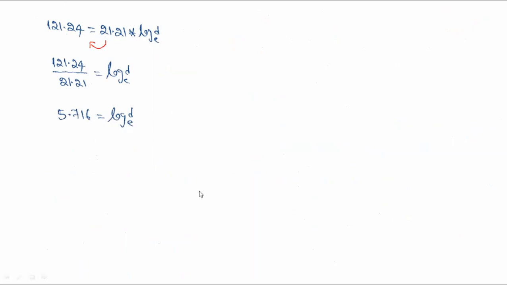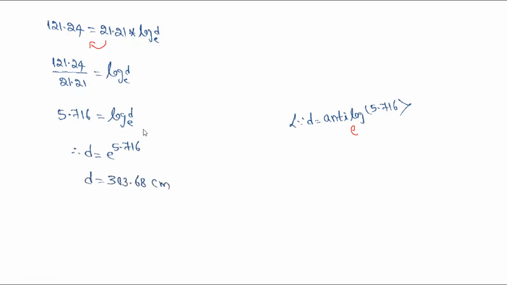Now here we want to find d. The logarithm goes to the other side as the antilog, that is e power, so d equal to antilog of 5.716. Antilog means it represents e power. Now d equal to e power 5.716. Finally we get d equal to 303.68 centimeter. D equal to 303.68 centimeter. This is the spacing of the conductor.